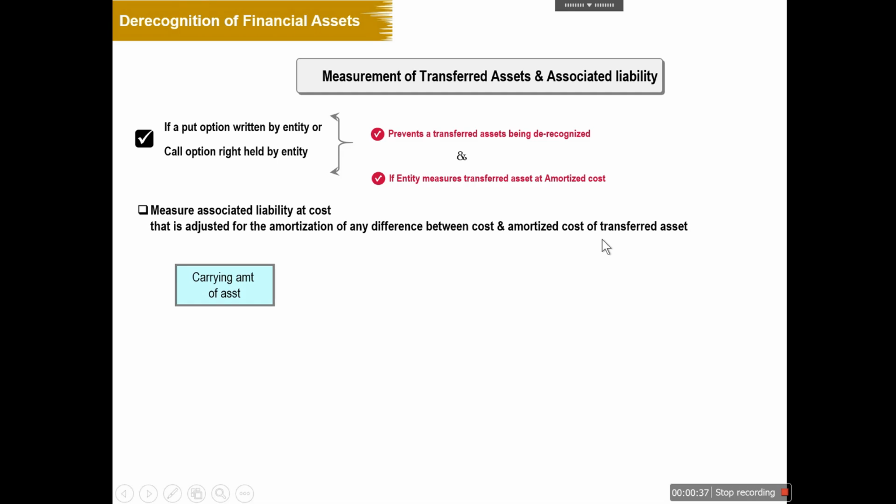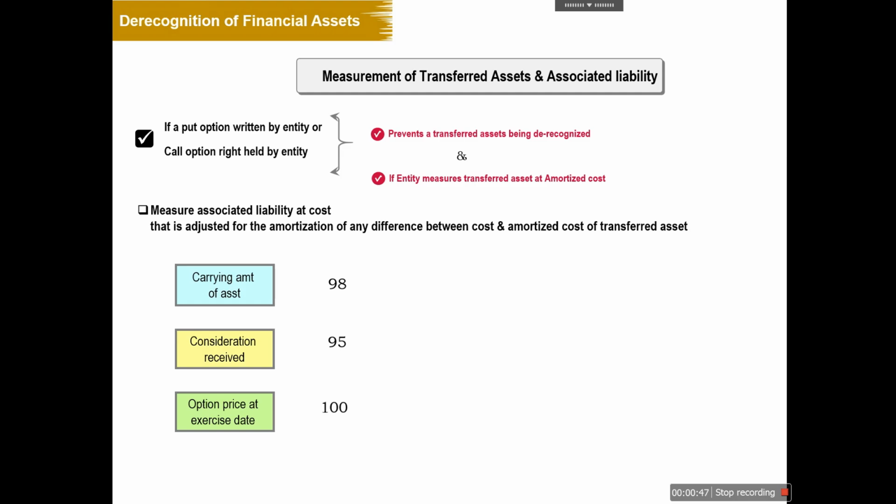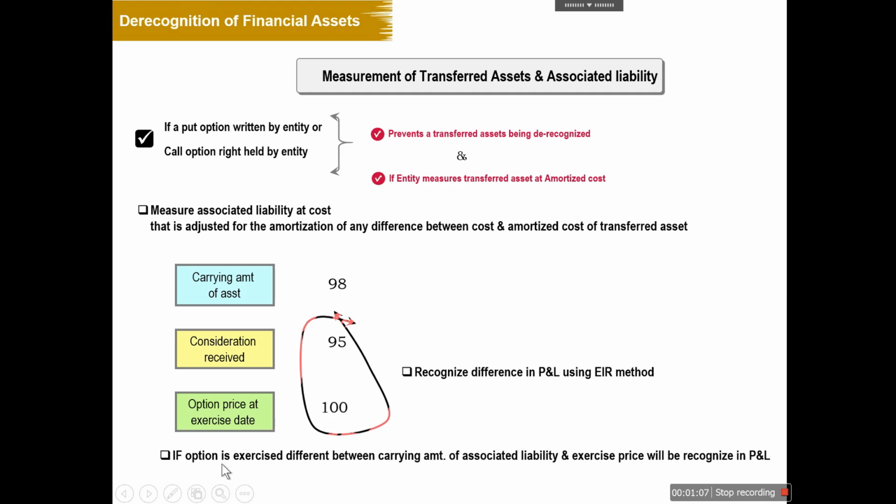For example, if the carrying amount of the asset is 98 and the consideration received is 95, and at the date of exercise the option price would be 100, in this case the difference between the consideration received, that is 95, and the option exercise price, that is 100, will be recognized in P&L using the EIR method, the effective interest rate method. And if the option is exercised, the difference between the carrying amount of the associated liability and the exercise price will be recognized in the profit and loss account. So this is where the entity measures the transferred assets at amortized cost, so accounting will flow in this way.